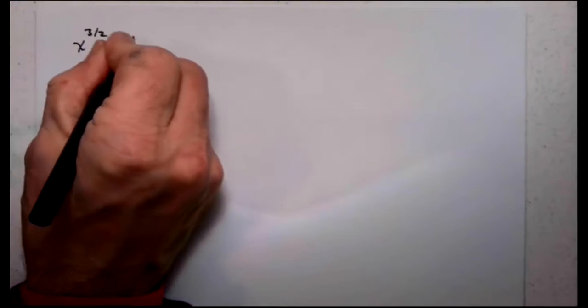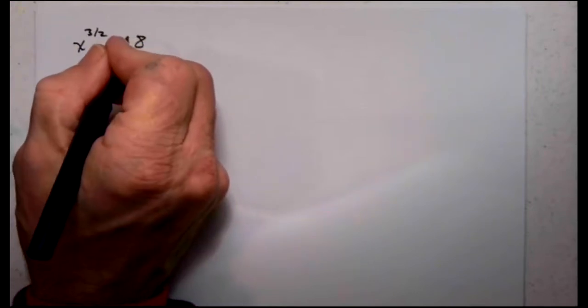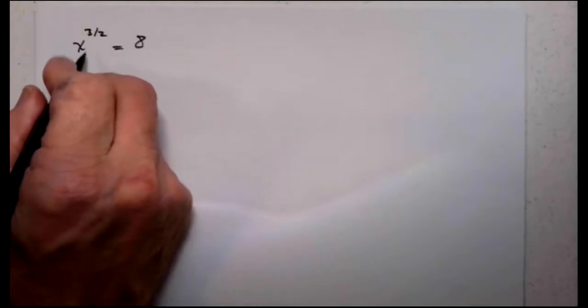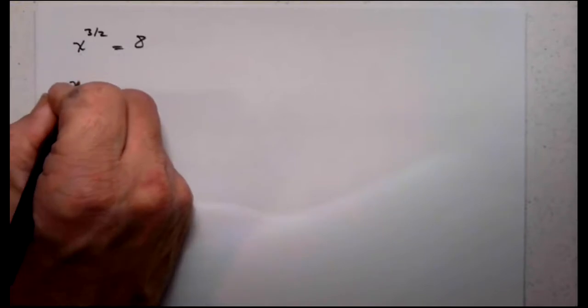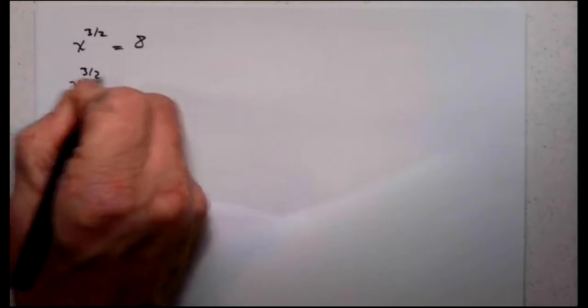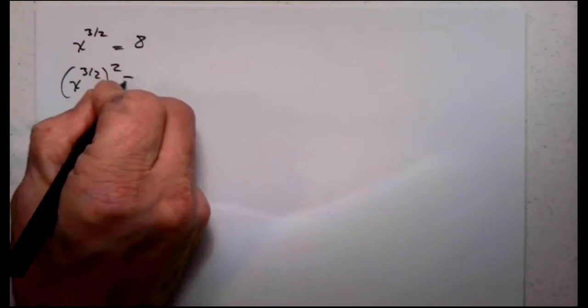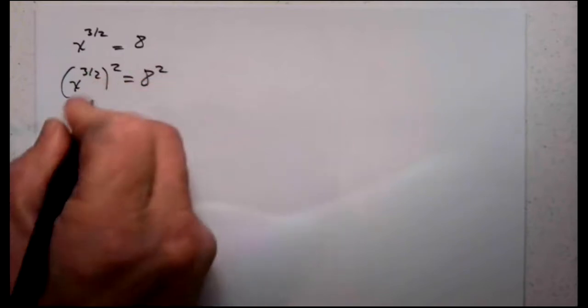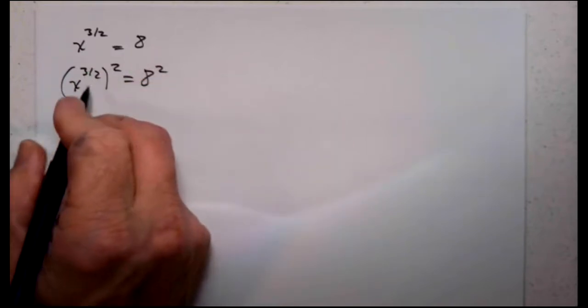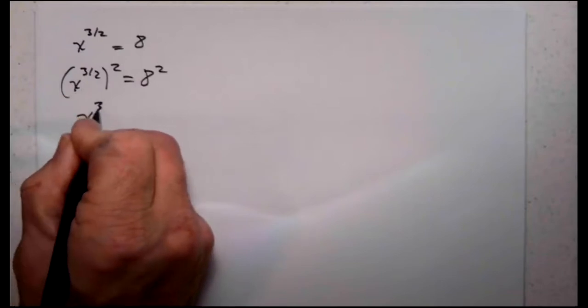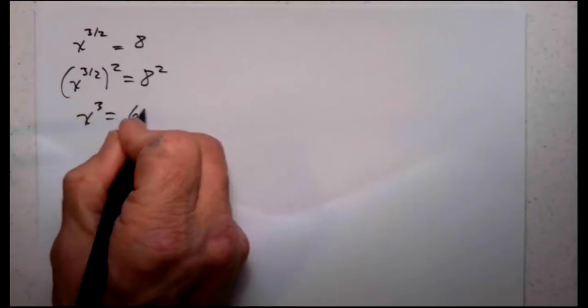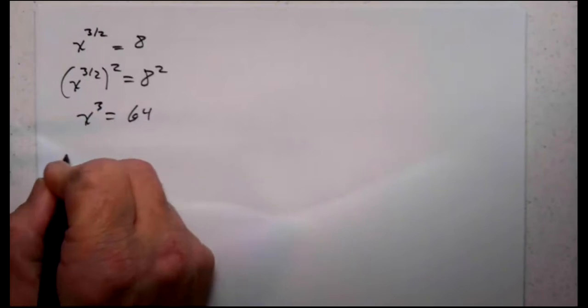Next up, we have x to the 3/2 equals 8. How do we do that? X to the 3/2 equals 8. Well, there's a couple ways I can do this. I'm going to square both sides first. So x to the 3/2 squared equals 8 squared. X to the 3/2 squared is x to the 6/2, or x to the 3rd. 8 squared is 64. Take the cube root of each side.